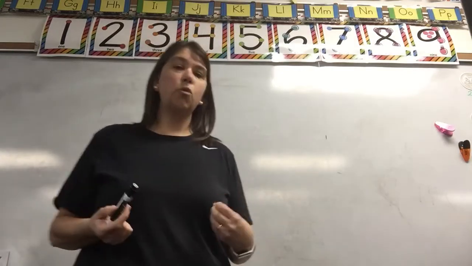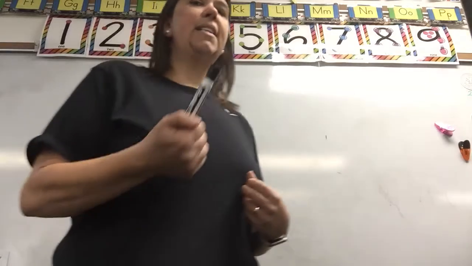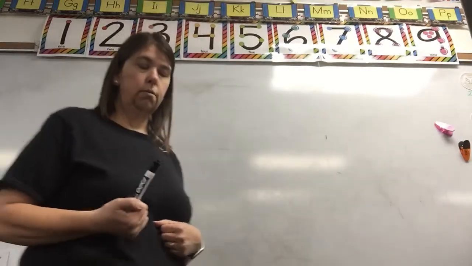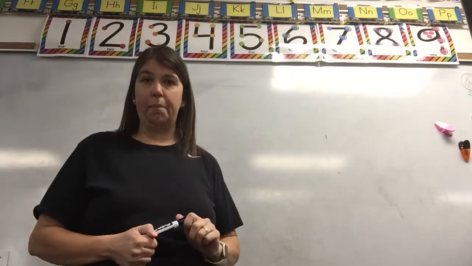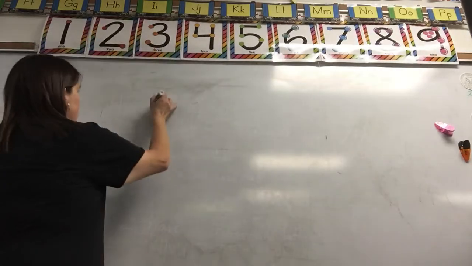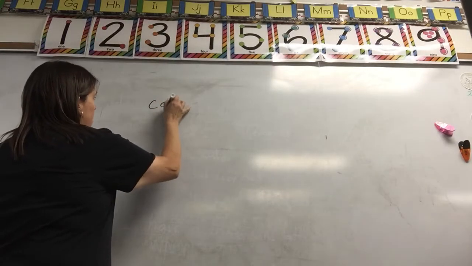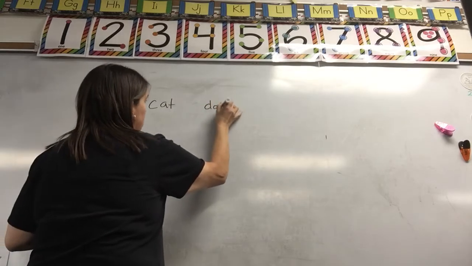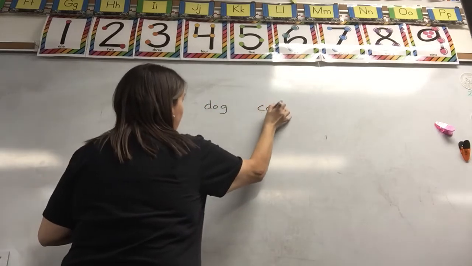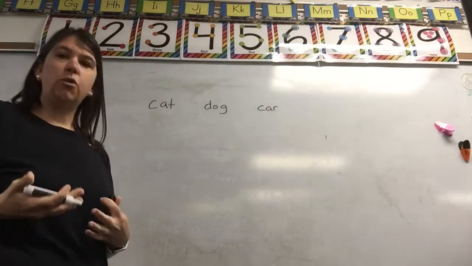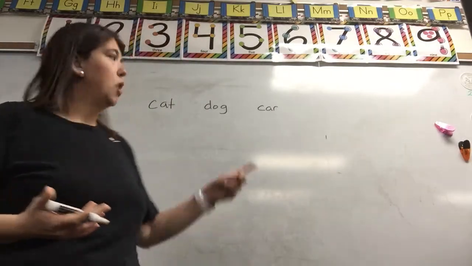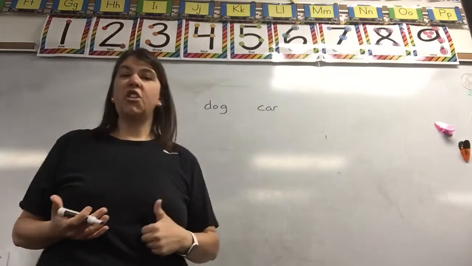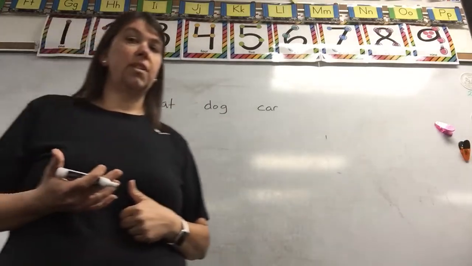Okay? Then the next one you guys have seen before. It is the sight word sentences. And there's a list of words across the top. Looks something like this. We'll just say cat, dog, car. Okay? And that means that you need to give me sentences that have those words in them. Not all together. Each word stands for its own sentence.